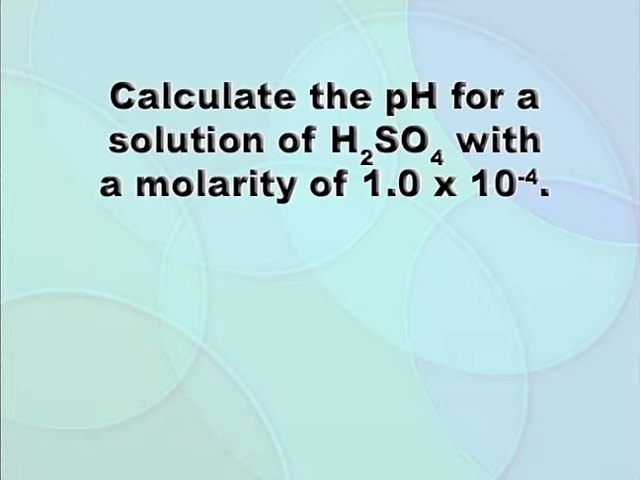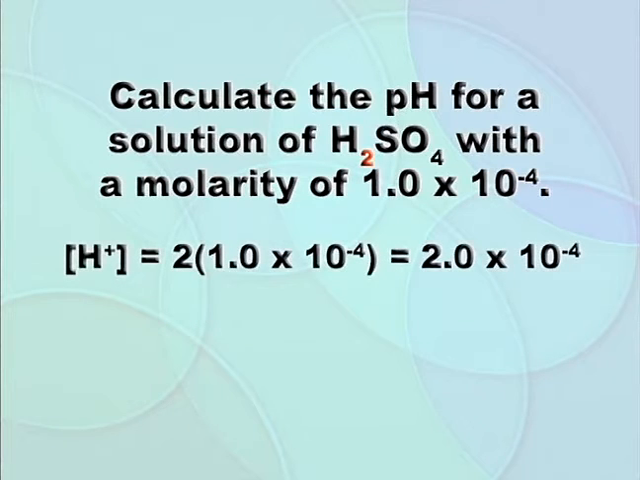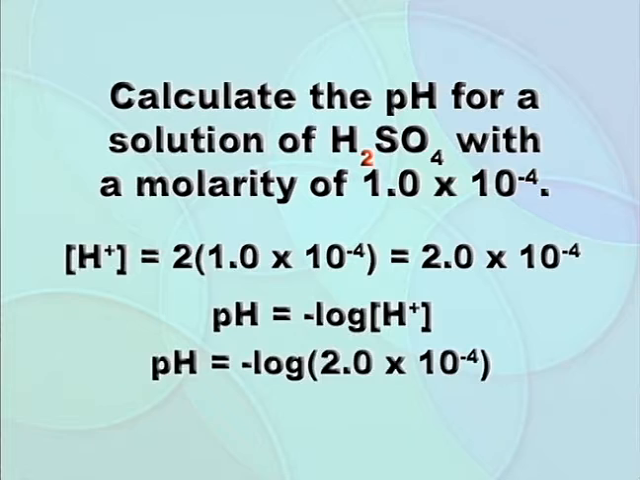In this case, there are 2 hydrogen ions for every formula unit of H2SO4. So the hydrogen ion concentration is going to be 2 multiplied by 1.0 times 10 to the negative fourth power, or 2.0 times 10 to the negative fourth power. So we take the negative log of this number and find the pH to be 3.7.